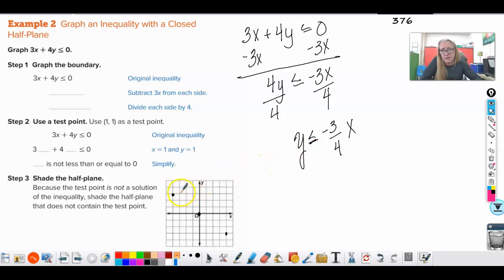Oh, and I hate drawing solid lines. I'm terrible at it. Oh, yeah, look how bad that is.